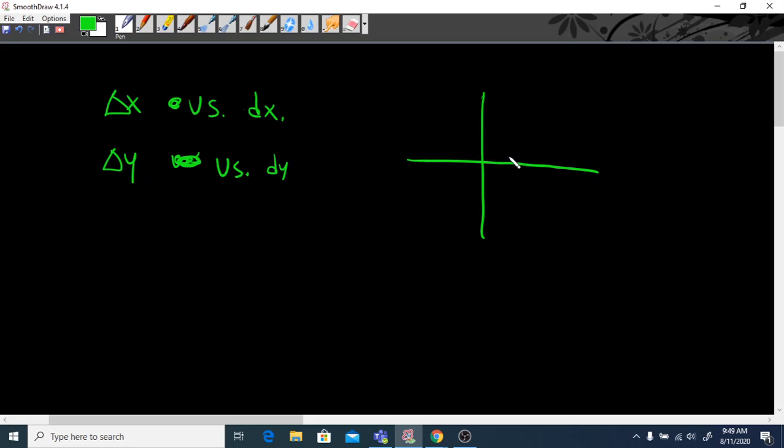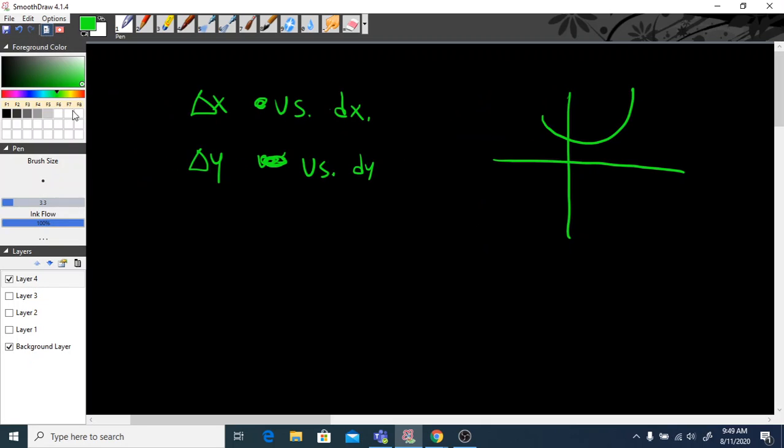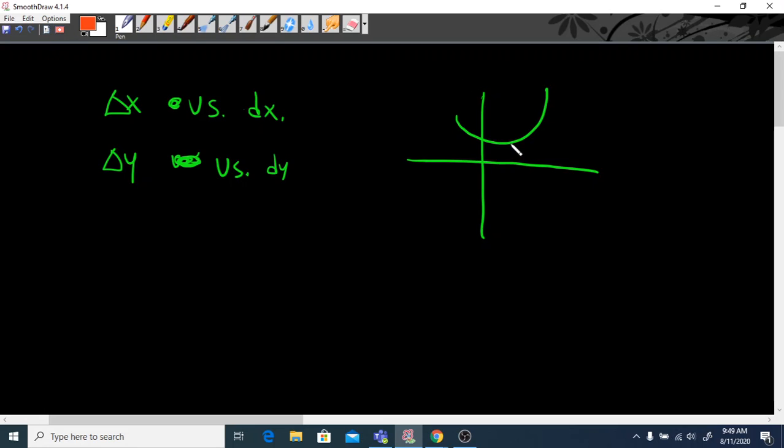So when we encounter these, it's always in the context of a function, so let me just draw a quick little curve here. Alright, now what we can do is change my color here. If we consider 2 points, just any 2 points, there's a point here, here's a point here. Okay, the distance between these 2 points in the x direction, in other words, this distance right here, this is what we refer to as delta x.